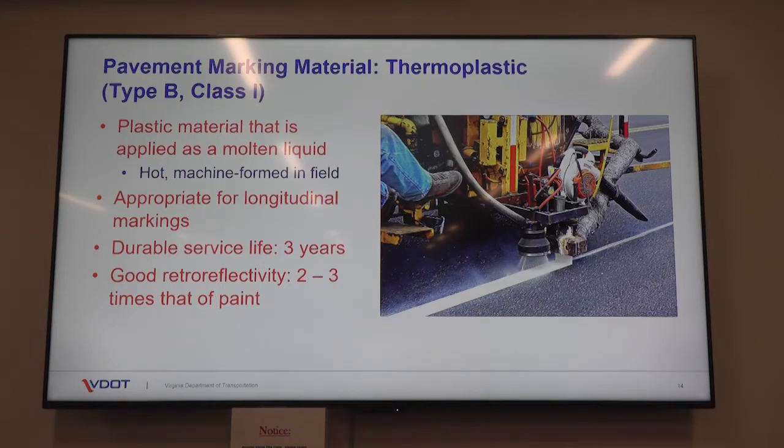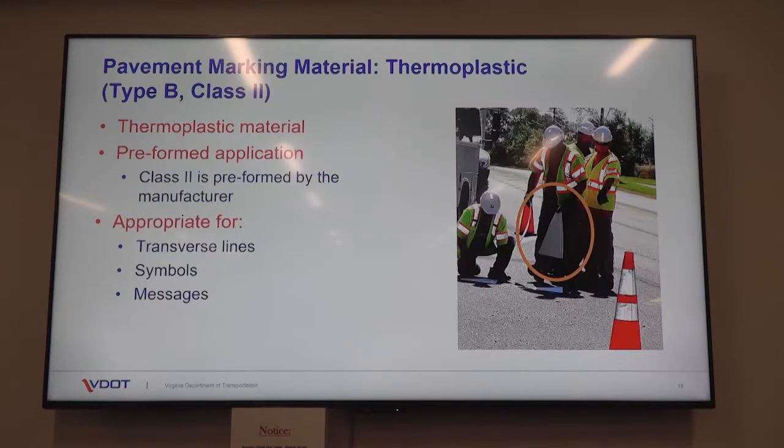So as I mentioned, the takeaways of thermo, right? It's more costly, but it does provide much better retroreflectivity. Class 1 is applied as the molten liquid in the field. It's melted and then applied by the machine, and then of course it has to dry. So it goes on as that gooey consistency. Whereas type 2 is preformed. Type 2 is the preformed application.